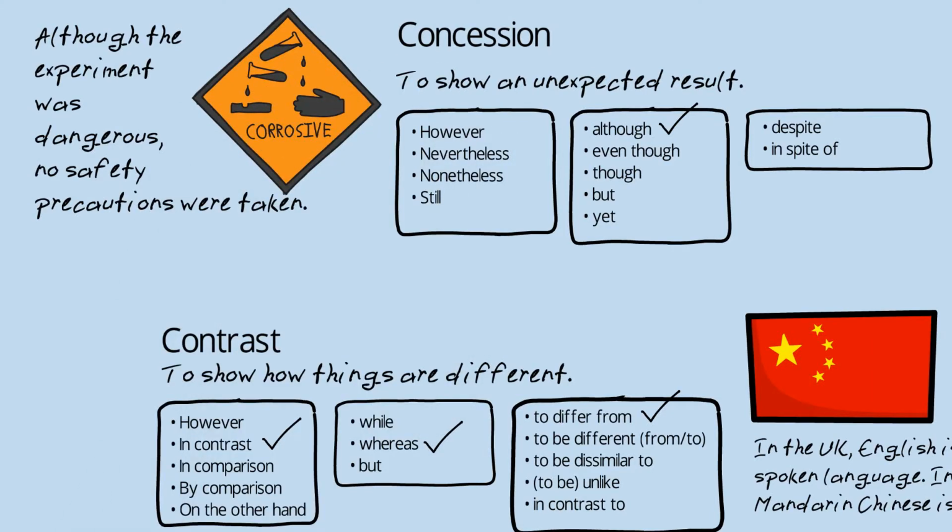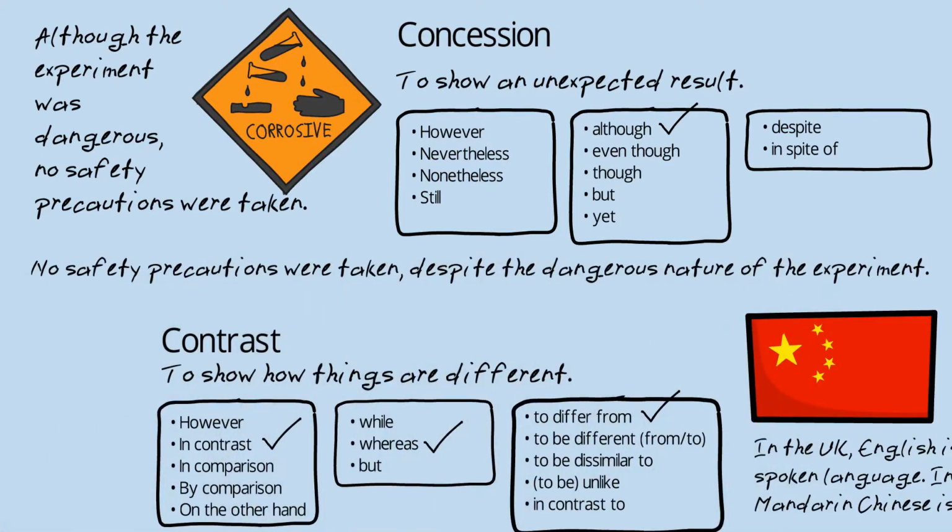The same example with a different transition. No safety precautions were taken, despite the dangerous nature of the experiment. So you can see here the sentence has been changed into a noun phrase, the dangerous nature of the experiment.